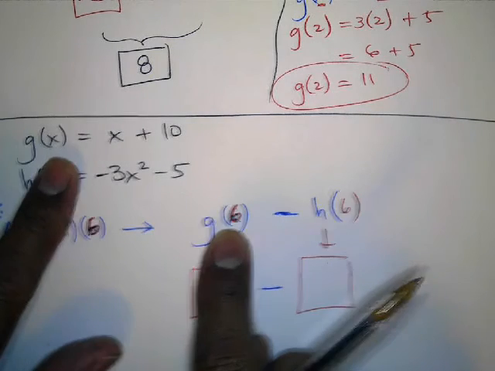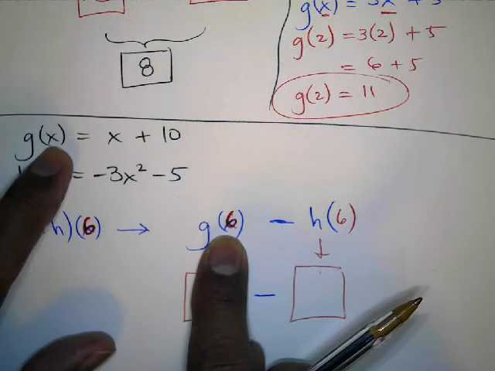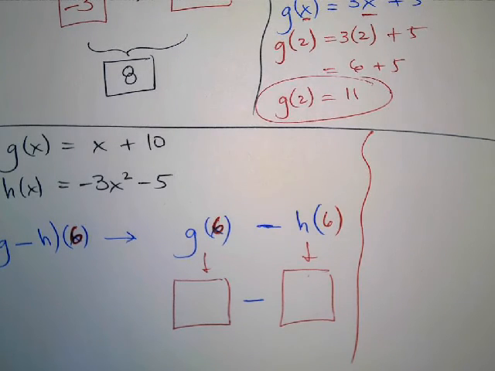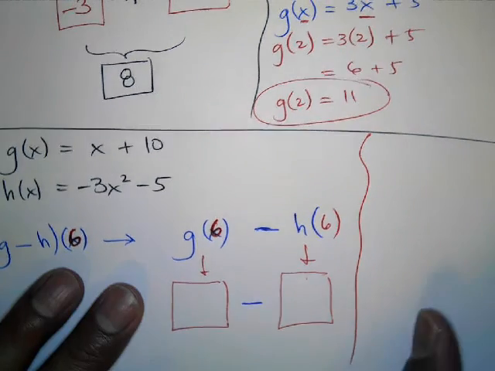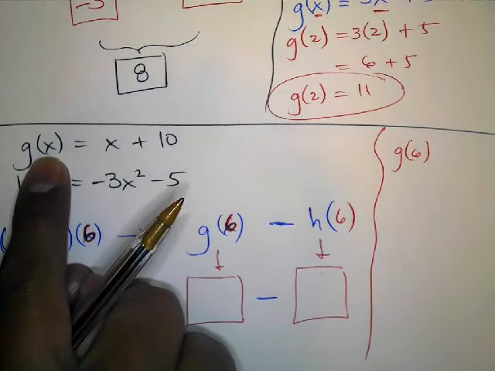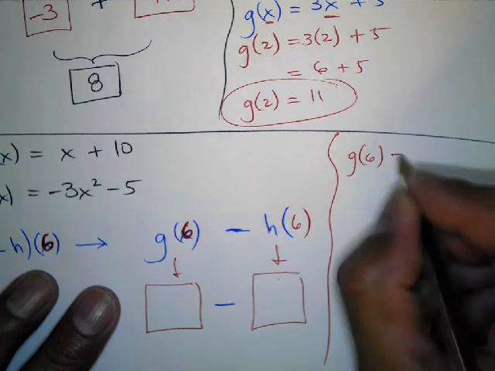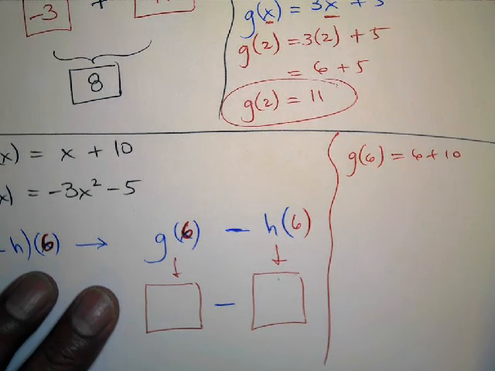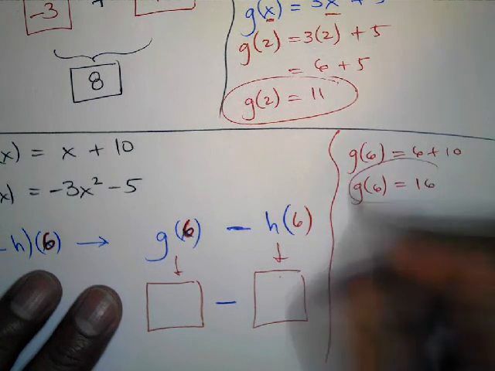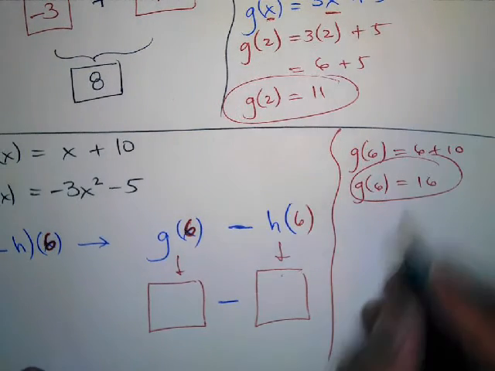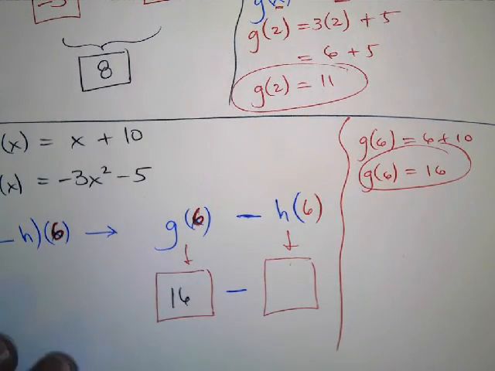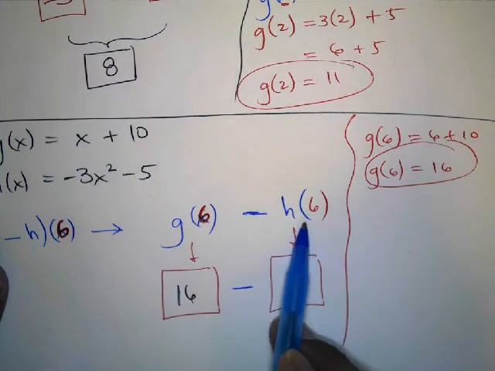And the side work is over here. Let's do g of 6 over here. I'll just do it real quick. g of 6, if I put a 6 here and I put a 6 here, here's my side work. What is this? That would be g of 6 is equal to 6 plus 10. So does everybody agree we get g of 6 is equal to 16? Got that one. Got g of 6 already. I could put it here, 16.